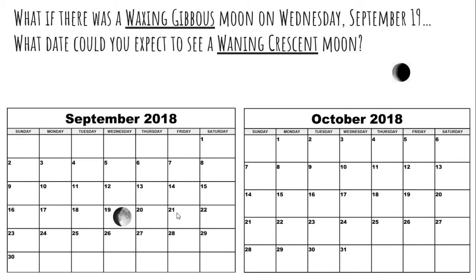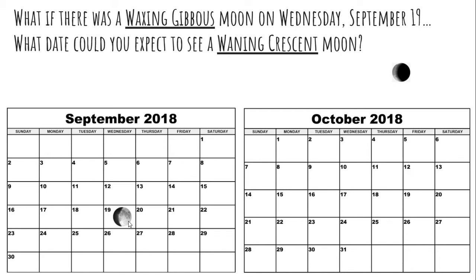So what if we have a waxing gibbous moon on Wednesday, September the 19th, which is here? What date could we expect to see a waning crescent moon? So take a look at your diagram. If you look at your diagram, you're going to see that a waxing gibbous moon and a waning crescent moon are directly across from each other.